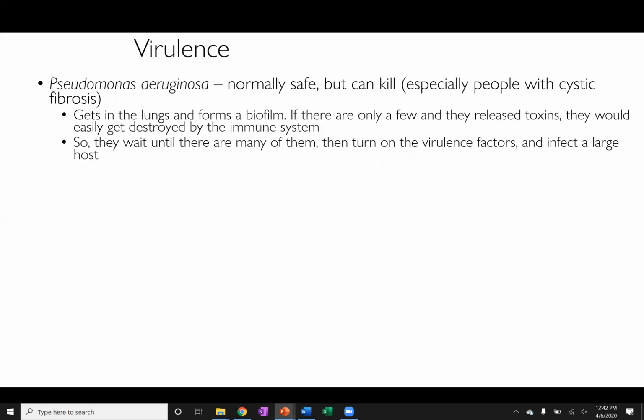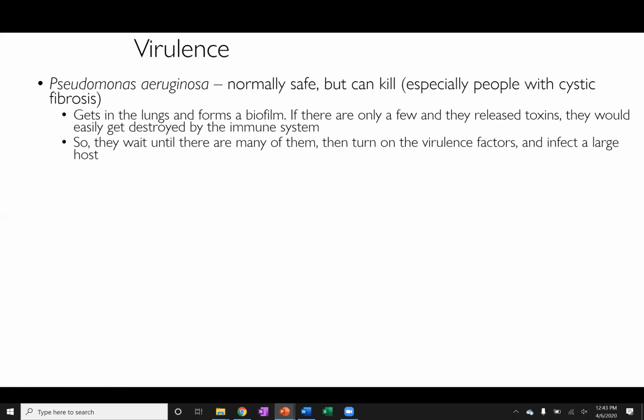Just to give you examples of this, Pseudomonas aeruginosa, as we've talked about, is normally a safe bacteria, and it's something that can be very deadly. It's one of the top 5 most antibiotic resistant bacteria in the world. However, those that have compromised lungs or weakened immune systems, or have a condition like cystic fibrosis, can actually get Pseudomonas aeruginosa infections in the lungs, and these lung infections form as biofilms. What's interesting is, if there's only a few pseudomonads in the lungs and they release toxins, they would get easily destroyed by our immune system.